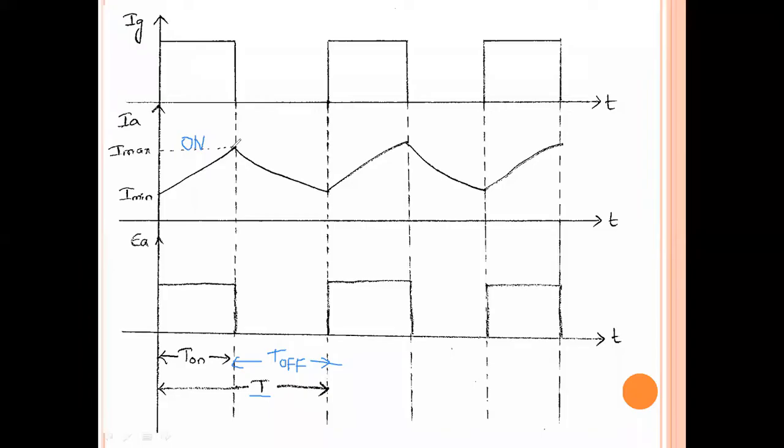When the thyristor is turned off, this armature inductor releases its energy. So the current will decrease like this. For the next cycle from here, the thyristor is again turned on. So the current rises and decays, rises, decays. This is the armature current of the motor when the thyristor is turned on and off.